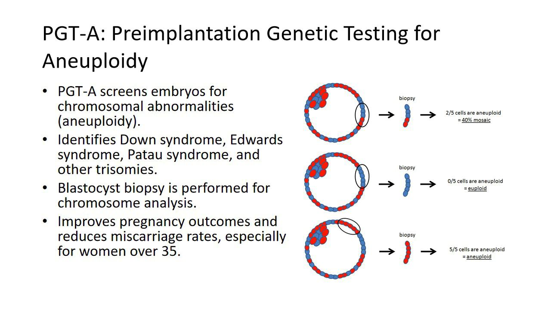Common chromosomal abnormalities include conditions like Down syndrome, trisomy 21, Edwards syndrome, trisomy 18, and Patau syndrome, trisomy 13. PGT-A aims to identify and select embryos that have the correct number of chromosomes, euploid embryos, for transfer, increasing the likelihood of a healthy pregnancy.